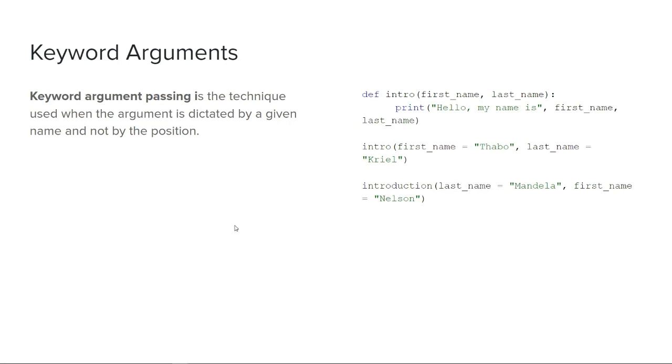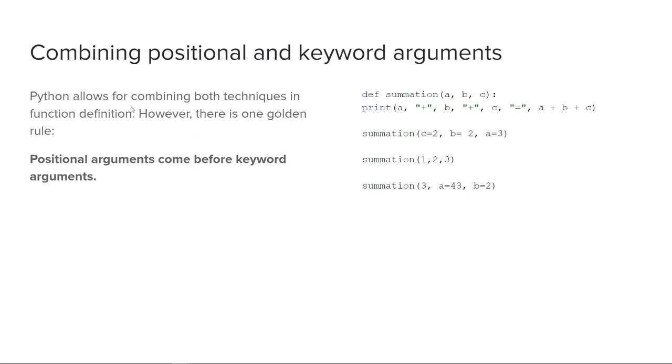Okay. And then we have combining, so we can combine keyword arguments and positional arguments. In this one, you can see that we just have positional here. We also just have positional here. We have positional here, and we have keyword arguments here, where the order doesn't really matter. But now we have a summation where we're going to say 3. This is a positional argument, and then A, B, C.